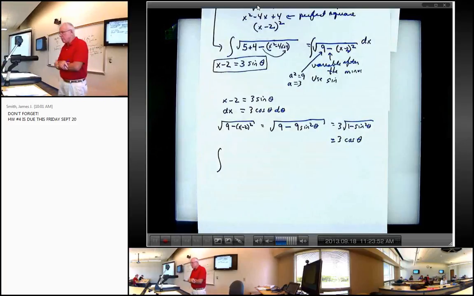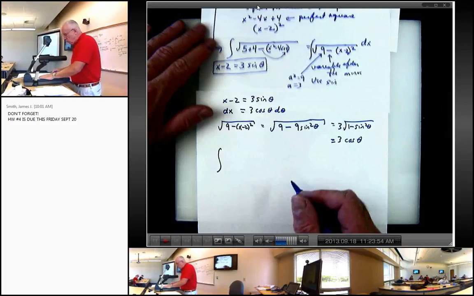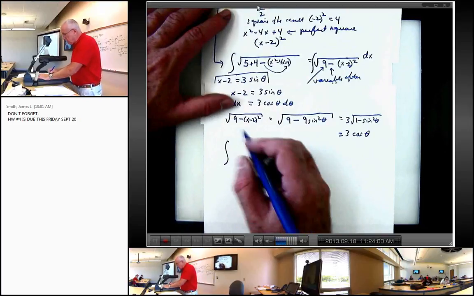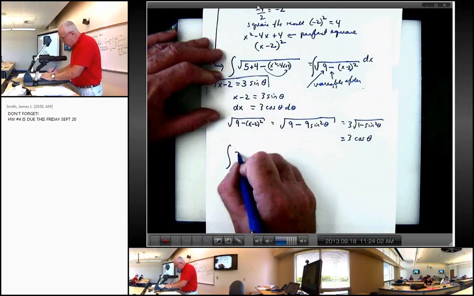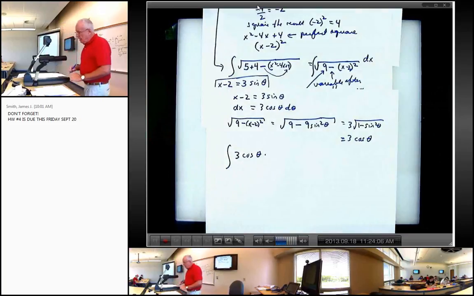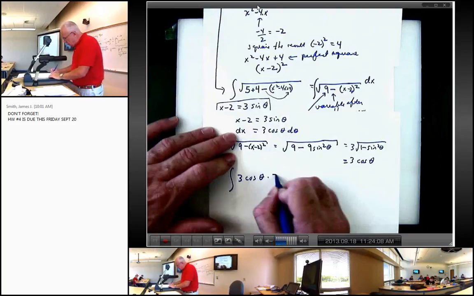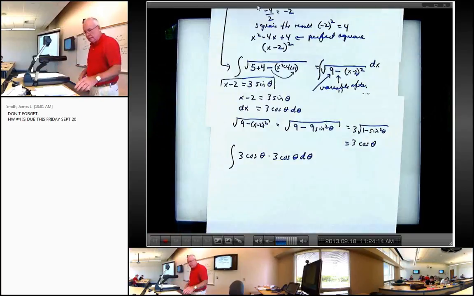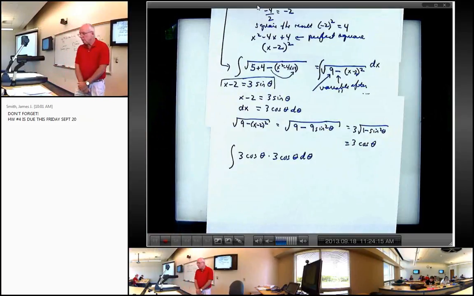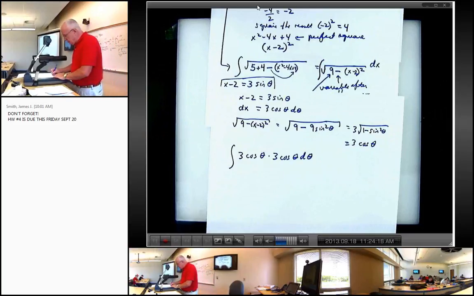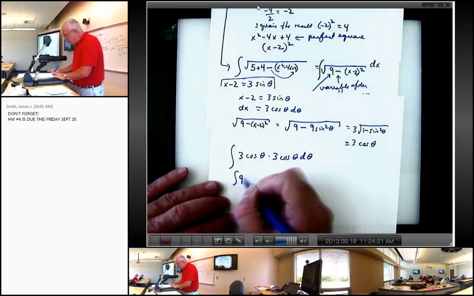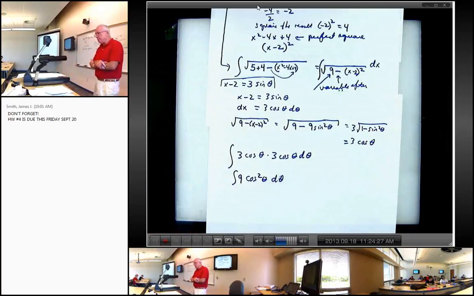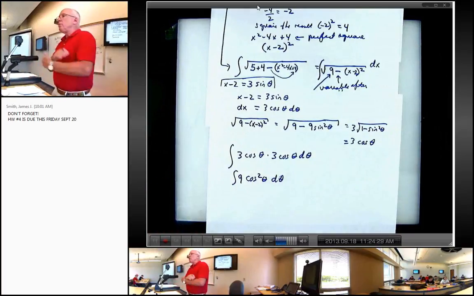Okay. So let's replace what we have in our integral with theta. Our radical is going to be 3 cosine of theta, and then our dx is 3 cosine of theta d theta. All right, just replacing things. Let's simplify this. 3 times 3 is 9, cosine times cosine, so we have 9 cosine squared d theta.